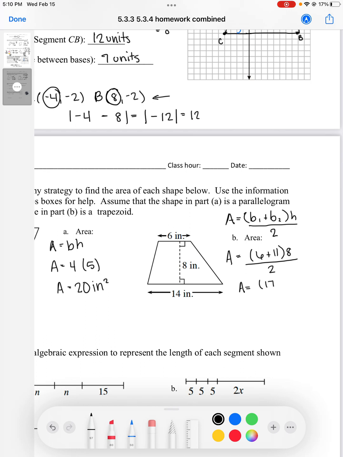So 6 plus 11 is 17 times 8, divide by 2. 17 times 8: 8 times 7 is 56. 8 times 1 is 8, plus 5 is 13. It's 136 divided by 2. 2 goes into 13 6 times. 2 goes into 16 8 times. So it's 68 inches squared.